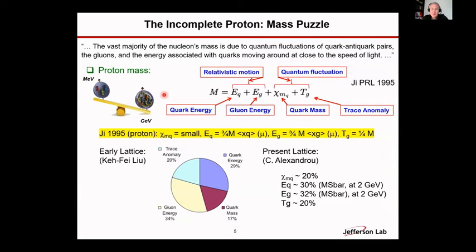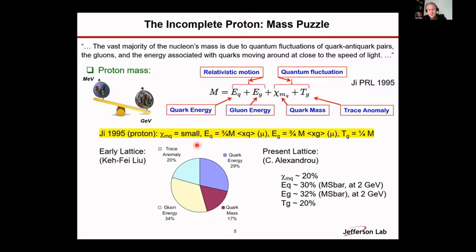Now, again, the first quote is more or less directly from the long-range plan in the US in 2015, that the majority of the nucleon mass is due to quantum fluctuations of quark-antiquark pairs, the gluons, and associated with quarks moving around at close to the speed of light. And indeed, in '95, Ji made a sum rule. If you make a mass sum rule for the proton, you can see there is a piece from the quark masses, a piece from things in motion, the quark energy, the gluon energy, and a piece from the trace anomaly.